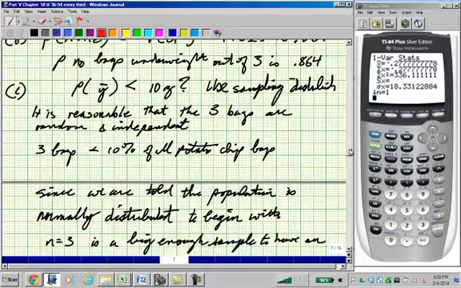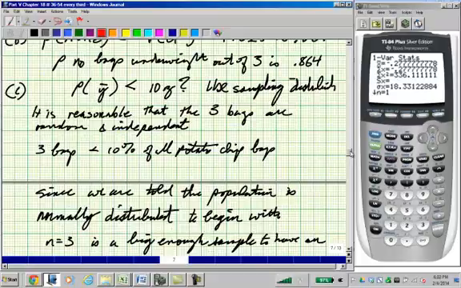Now, what's the probability that the average of the 3 bags is less than 10 ounces? Now, you think, well, 3 bags, that's a really small sample. Well, yeah, it is. However, we're told that the population of these potato chip bags is normal. So, therefore, it's reasonable to assume that the 3 bags are random and independent. 3 bags is less than 10% of all the potato chip bags.